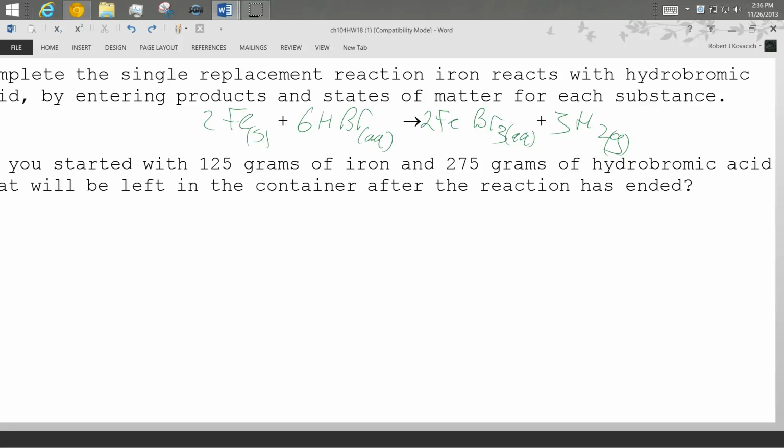So in this case, we're going to need to do 3 railroad tracks and some subtraction, and that's it. So let's go ahead and run through that. So we'll start off with 125 grams of iron.